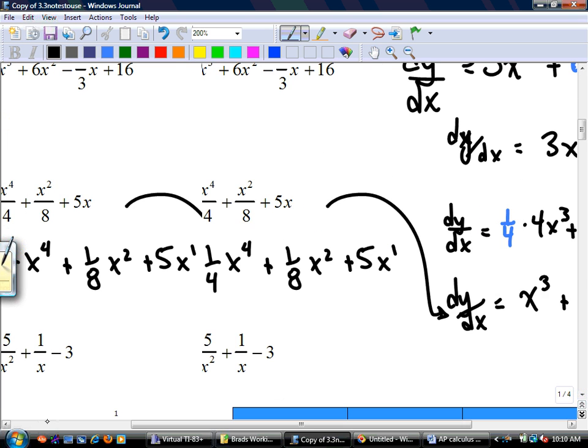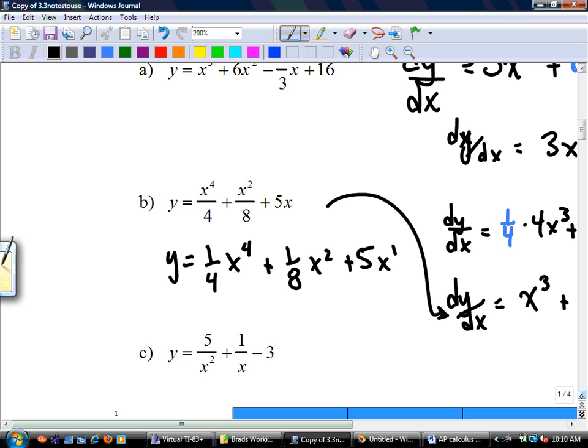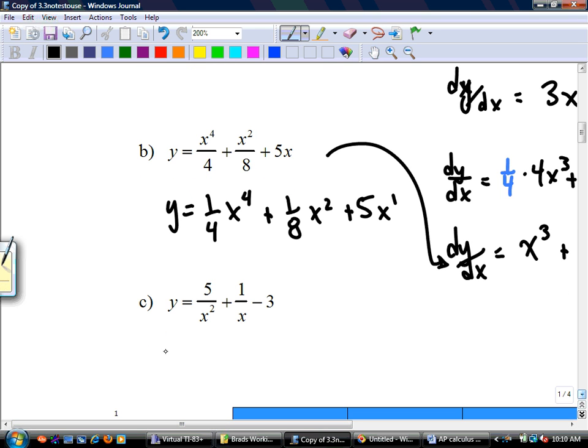Okay, next one. Mr. App, I don't like fractions, they scare me, so I'm going to write it as y equals 5x to the negative 2 plus x to the negative 1 minus 3 before we start. So all I'm doing is flipping stuff up.